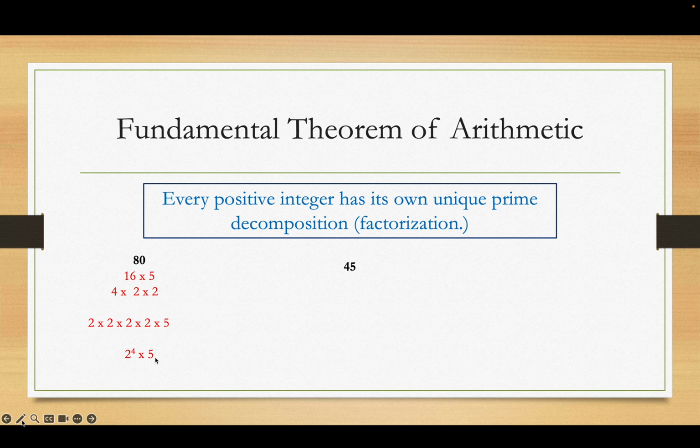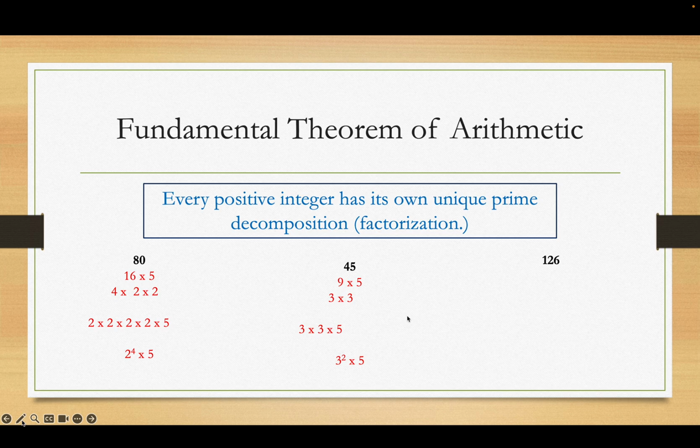Try 45. I think we'll do a better job on this one. Go ahead. Okay, 45 breaks down to 9 times 5. 9 breaks down to 3 times 3. So what do I have here? I have 3 times 3 times 5, which is better known as 3 squared, right? 3 times 3 is 3 squared, exponent 2, times 5. Okay, one last problem to do.